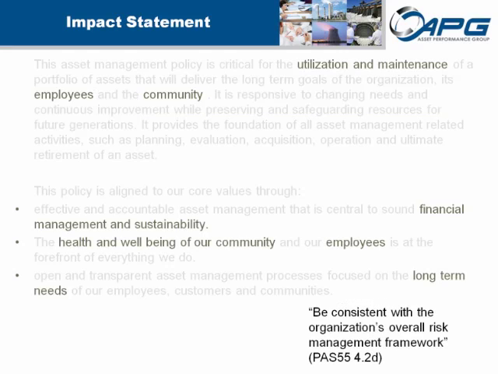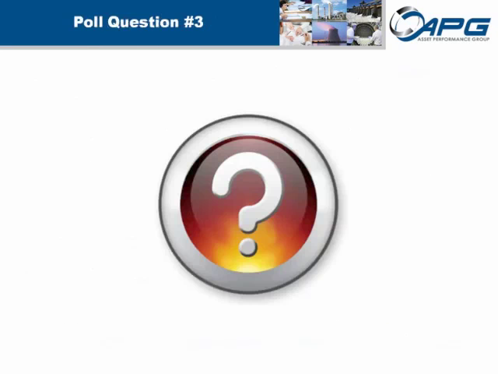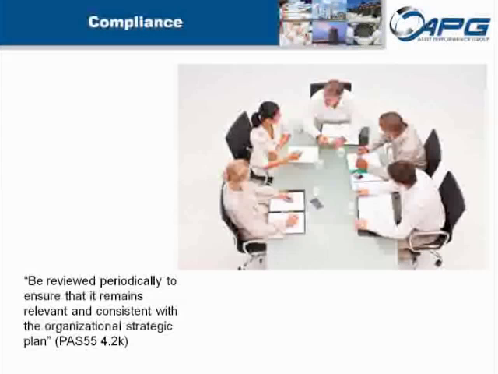Be consistent with the organization's overall risk management framework. I like this impact statement because it talked of them, it wasn't specific to them. So it doesn't talk about this is the risk that we're willing to take, but it does talk about utilization and maintenance, employees and community, financial management and sustainability, long-term needs. All of these things would be part of any risk matrix that I have seen or have been involved in developing. And I jumped way ahead somehow. Compliance.